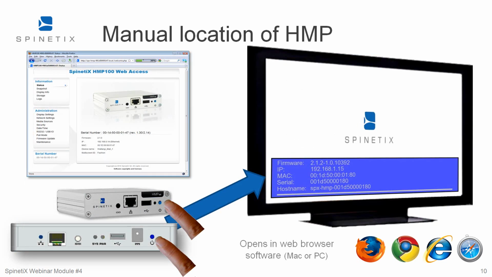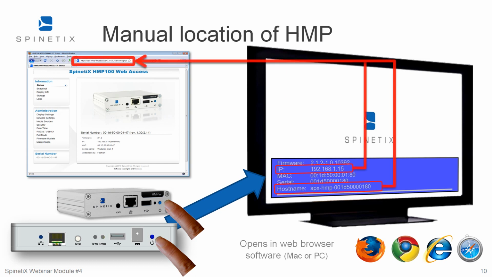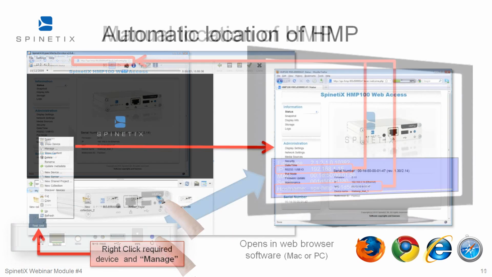Another way of finding out the IP address of the device to manage it is by pressing the blue button on the front of the device. This will then call up a blue square which will show you the IP address or the host name of the device. Either of these can be typed into the web browser window that you're working on.